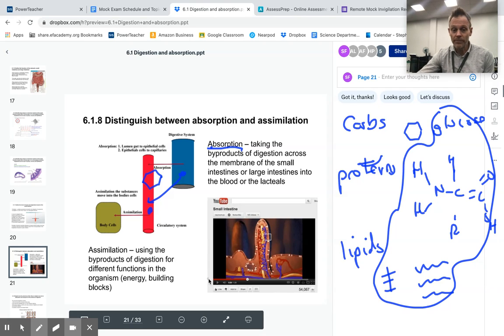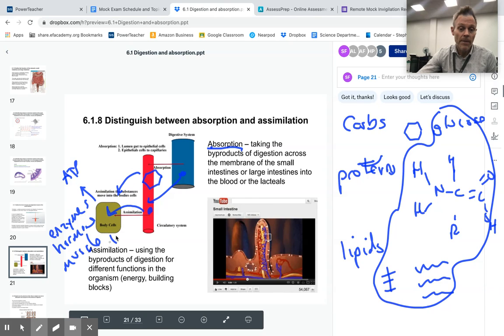Assimilation is using them. That's why we eat food, to use those little molecules for certain things. For example, glucose, we just got done with cell respiration, so glucose is going to be the source of energy to produce ATP in cell respiration. Amino acids are going to be used to make other proteins. So an amino acid maybe goes into the cell, and we make things like enzymes, or hormones, or more muscle tissue. All of that is made from amino acids.